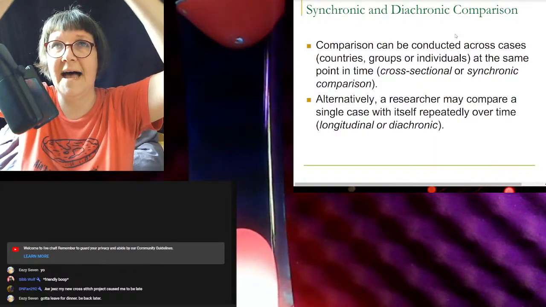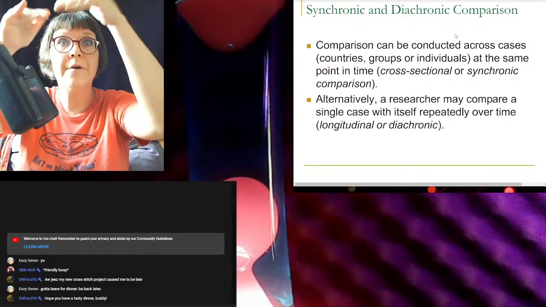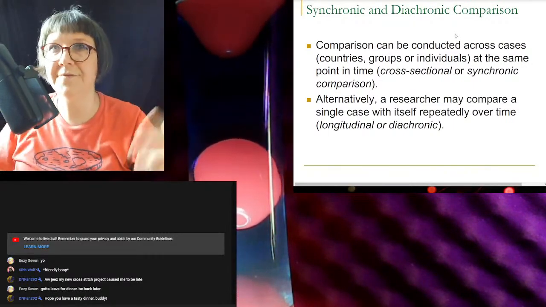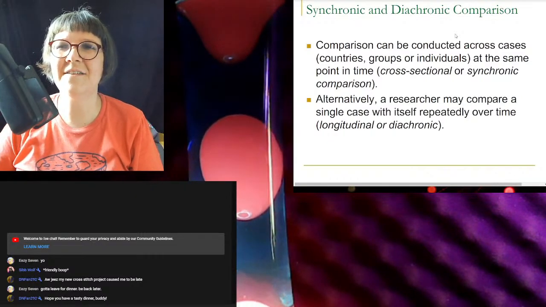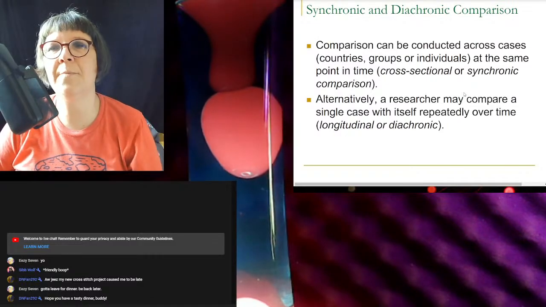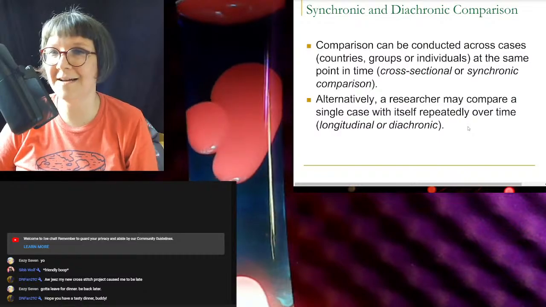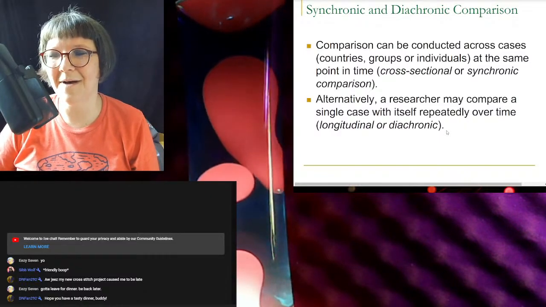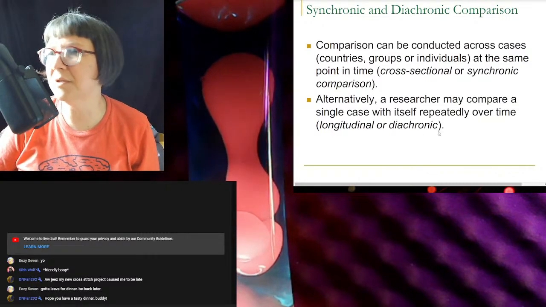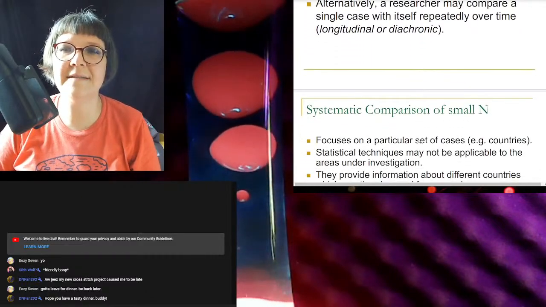But everyone gets asked within a certain time window in order to be comparable, so that they're all getting the same kind of media influences or whatever else at the same time. So that's a synchronic comparison, or within one time point across groups. You could also compare a single case over time. We would call that, in political behavior, a panel study, anything where you have individuals over time, longitudinal or diachronic over time. So those are two ways to think about it.